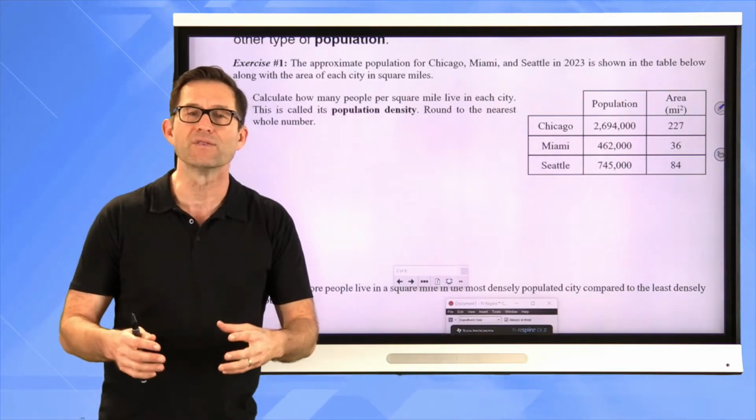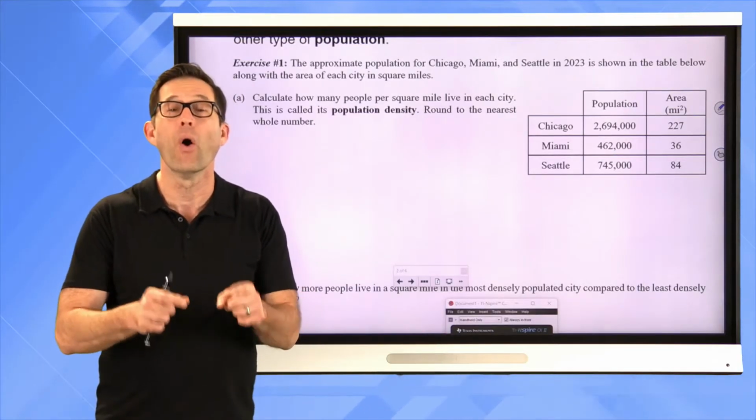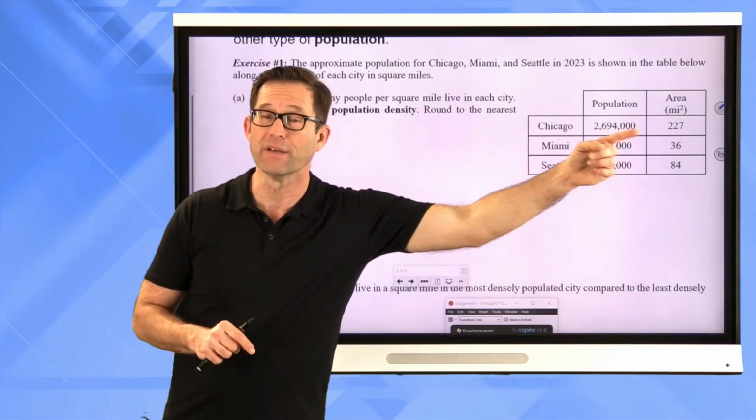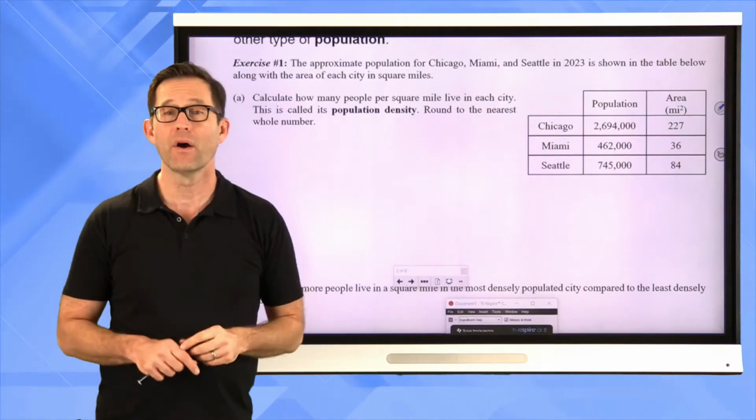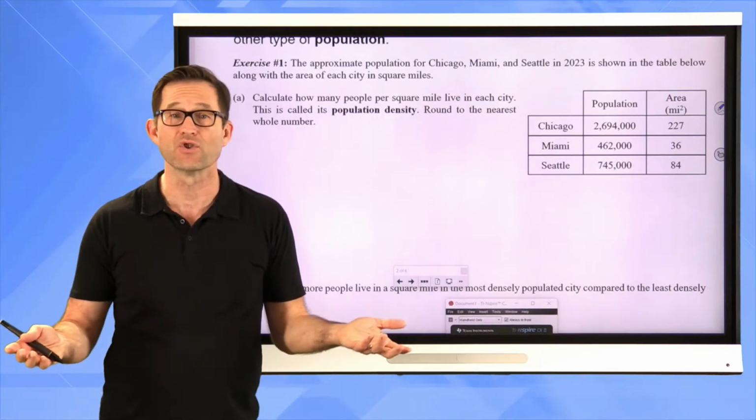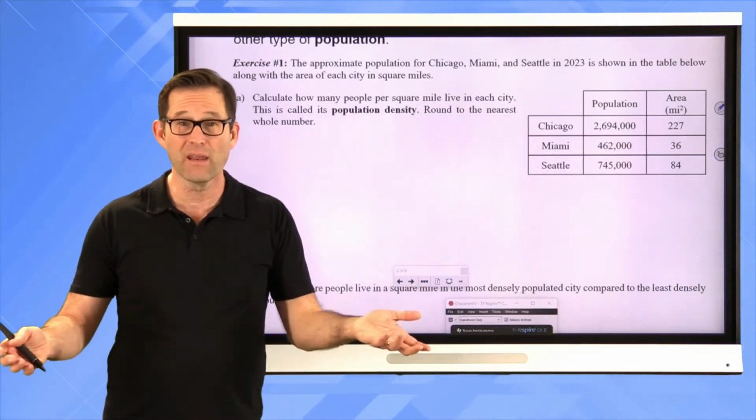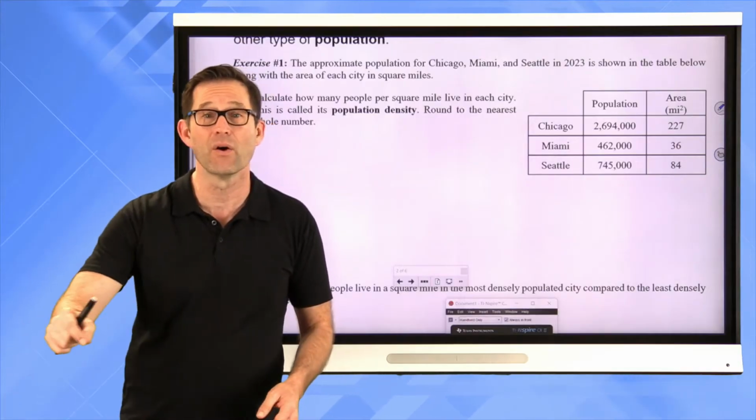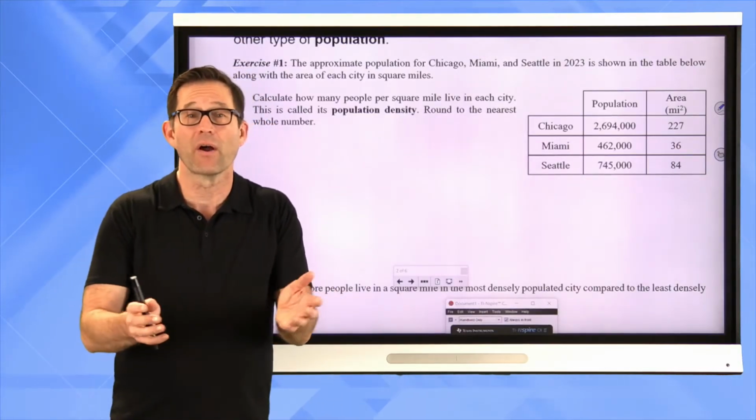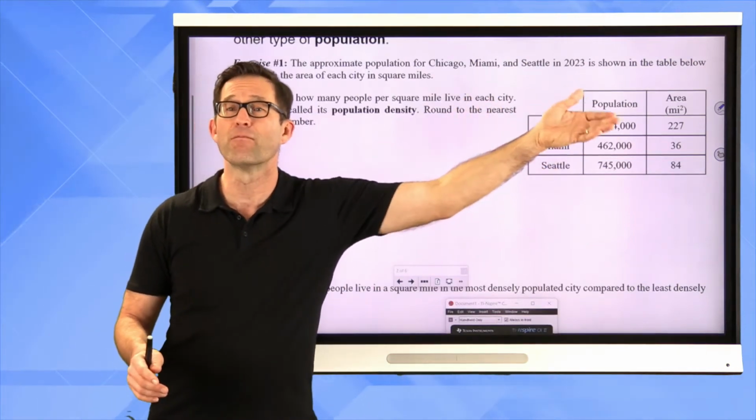So the idea with population density is I want to know how many people live in 1 square mile. I know how many people live in 227 square miles. I want to know how many people live in 1 square mile. And I do that by just using division, because that's what division tells me, right? If I've got a certain number of candy bars and I divide them up amongst 5 bowls, I'm going to figure out how many candy bars I have per bowl. Here, I'm going to figure out how many people I have per square mile.